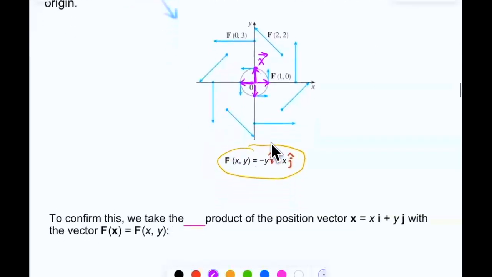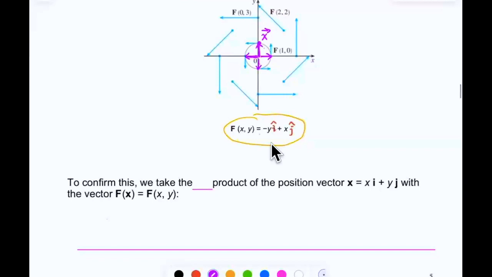Okay. So to do this, we take the dot product. We're going to take the dot product of the position vector, this position vector over here, and then with this vector, the blue one over there.